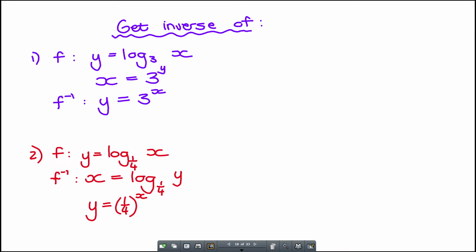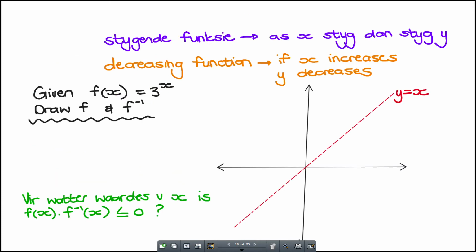Okay, any questions? Goed, so hierdie is amper, sê ek, op papier, so kom ons kyk gou na die prentjie, né? Is anyone still copying? Jy skryf nog, né? Jy klaar? Okay, right. So, we talked about an increasing function, stygende funksie.